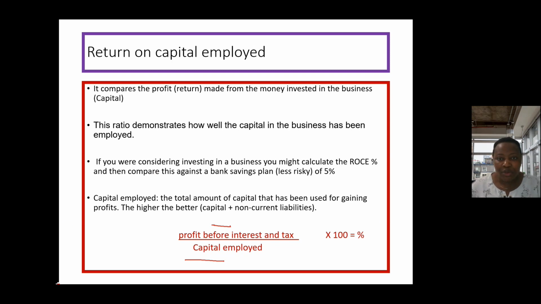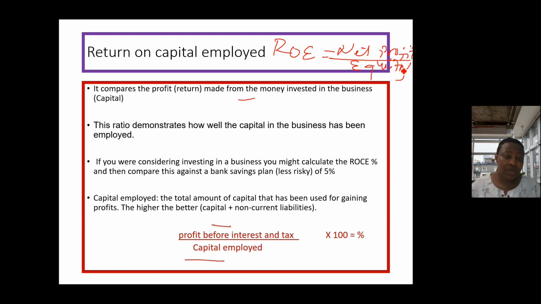So with our ROE, you would usually have your net profits. You divide that by your equity.